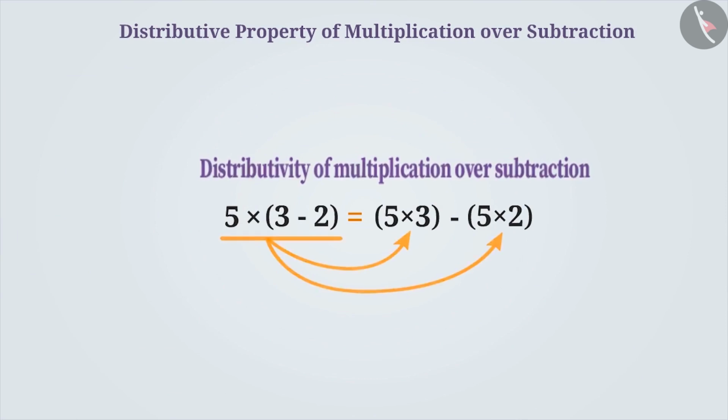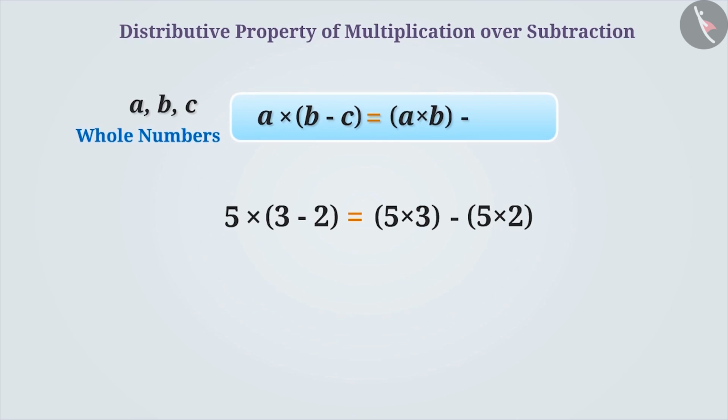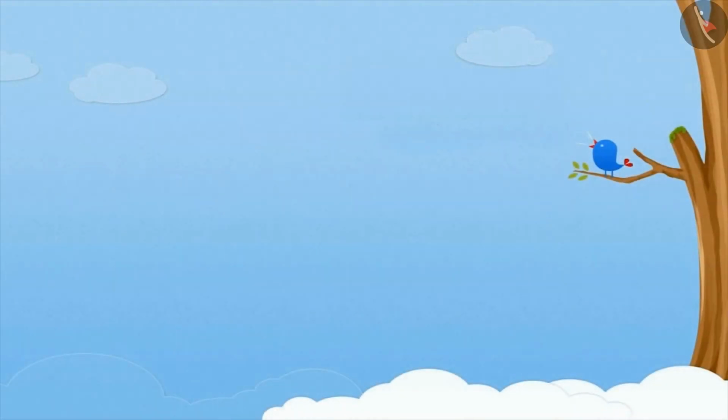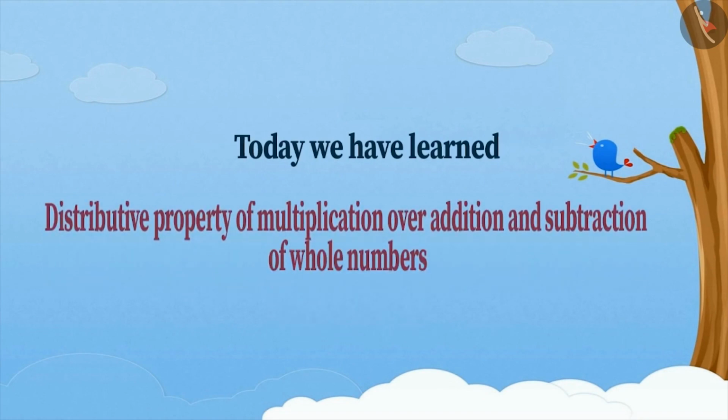This shows that for any 3 whole numbers a, b and c, a into (b minus c) can be distributed as a into b minus a into c. This is called the distributive property of multiplication over subtraction. Today, we have learned about distributive property of multiplication over addition and subtraction of whole numbers. In the next video, we will see some examples of this property.